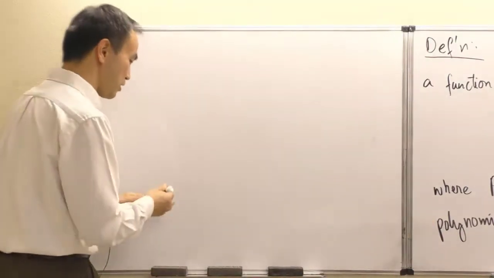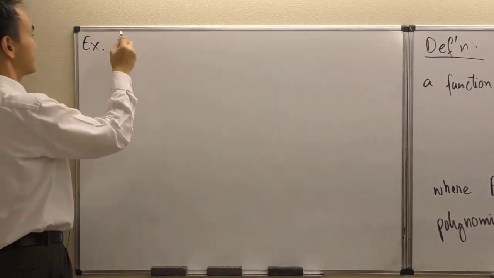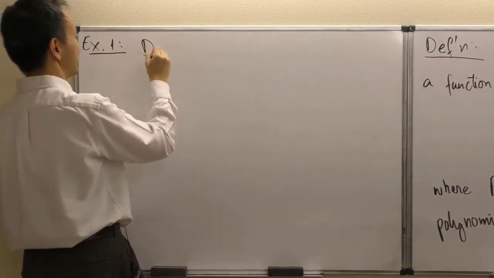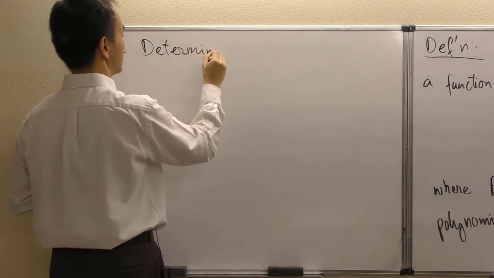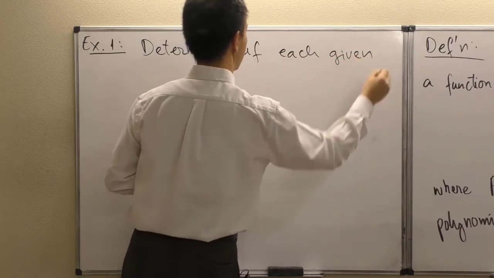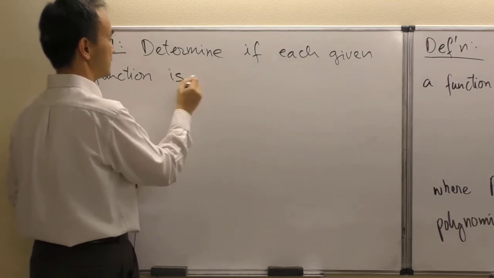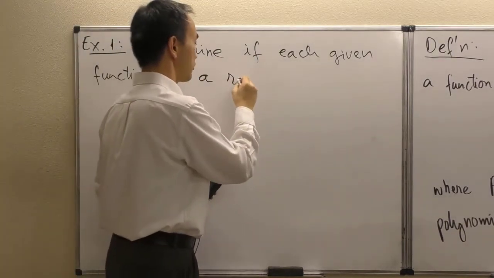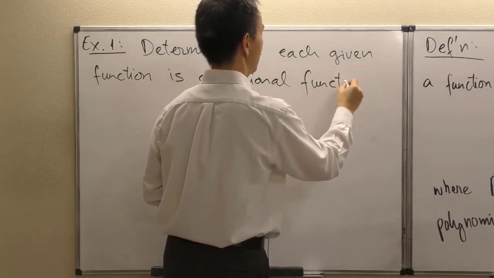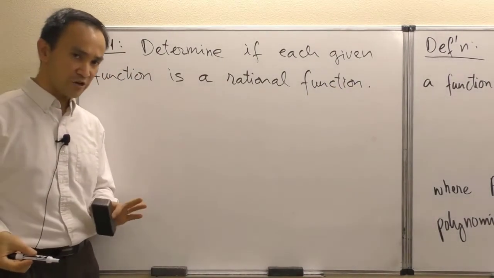All right, so now we are at example 1 right here. Determine if each given function is a rational function.